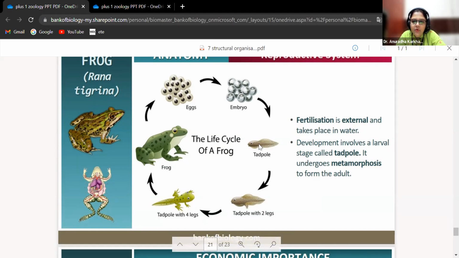Look, this is the tadpole. It undergoes metamorphosis to form an adult. Metamorphosis means change, continuous change, from one form to another.